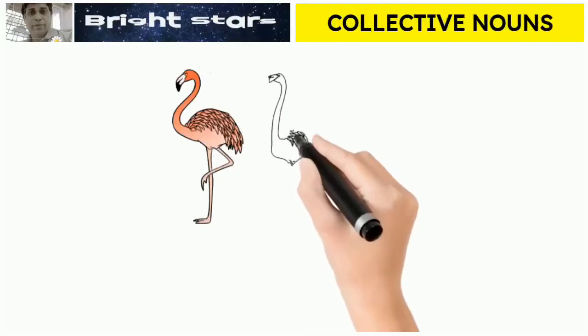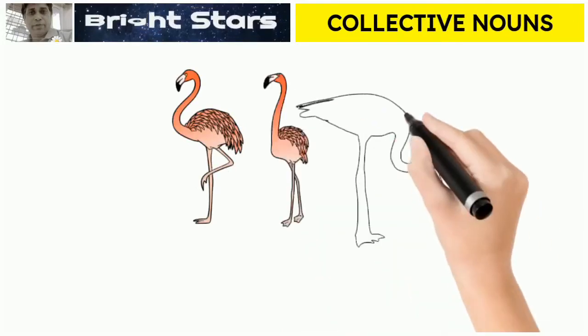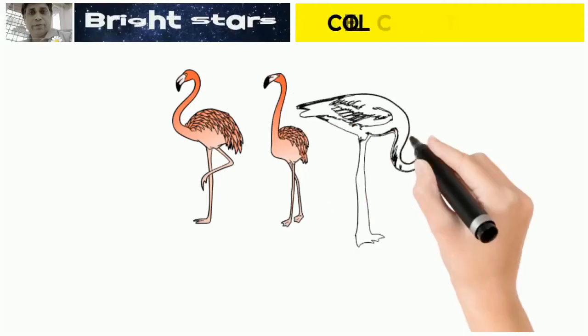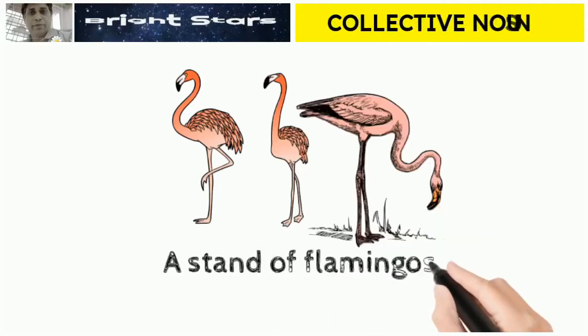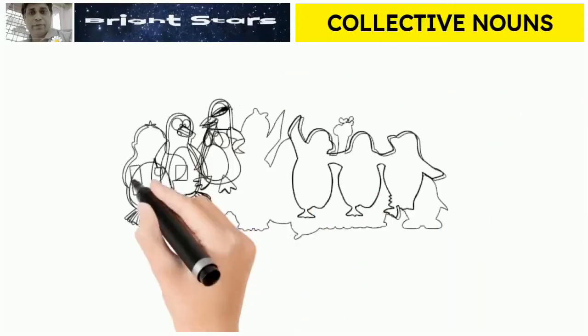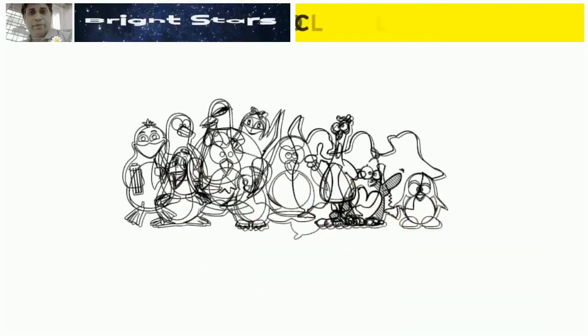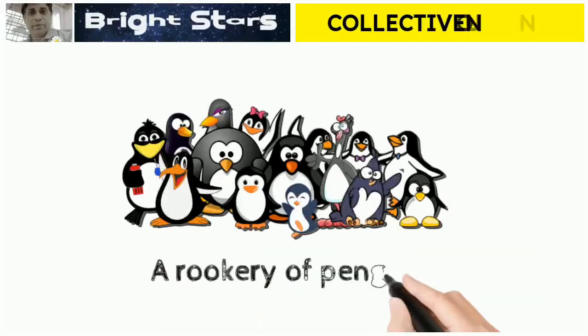Next, flamingos are being drawn. How can we call this group? A stand of flamingos. So they are always standing. A stand of flamingos. So here a rook.